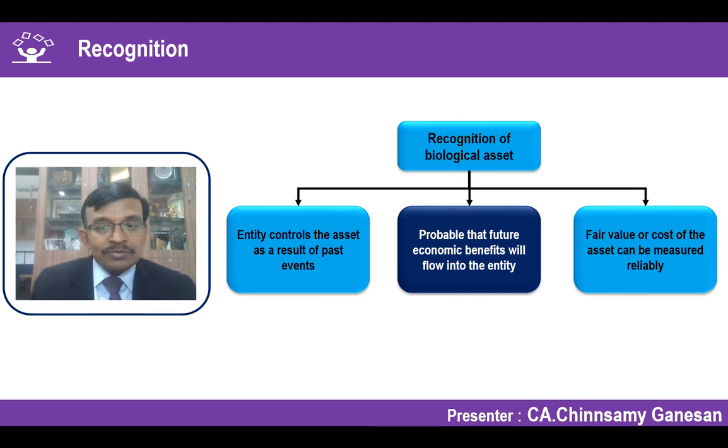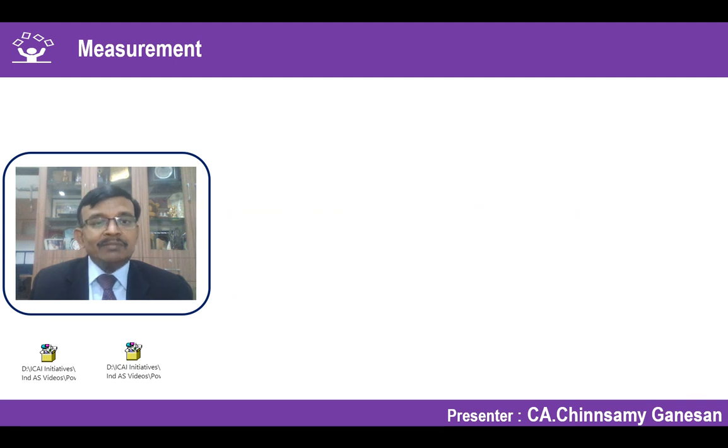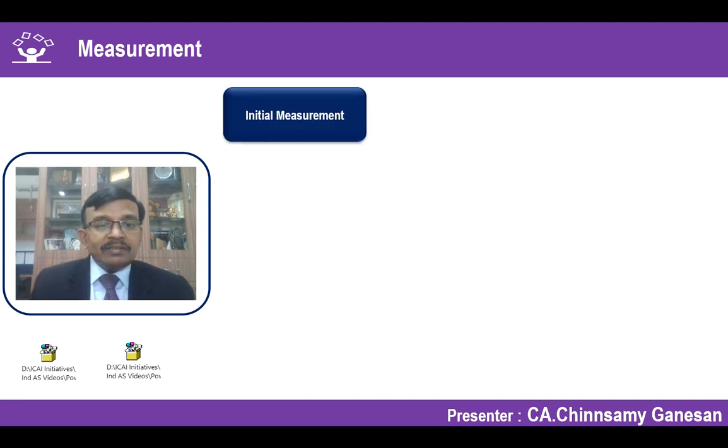Very, very rarely it is used. So instead of using the words cost should be reliably measured, which we have applied for Ind AS 16, Ind AS 2, and when talking about Ind AS 38 intangible assets, where we have applied only cost, here we are saying fair value or cost, which can be reliably measured. At that point of time, if all these conditions are satisfied, you will recognize the biological asset in the financial statement. Okay, it meets the recognition criteria. How do I have to measure? Initial measurement, what we have to do? Cost.